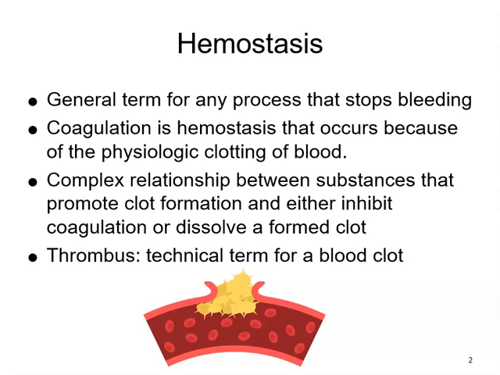First things first, let's get a couple of definitions out of the way. The first one is hemostasis. So hemostasis is basically stopping the bleeding process in the body. So when our bodies are clotting, that is called coagulation. In our bodies, we're trying to maintain a balance between clot formation and clot degradation.